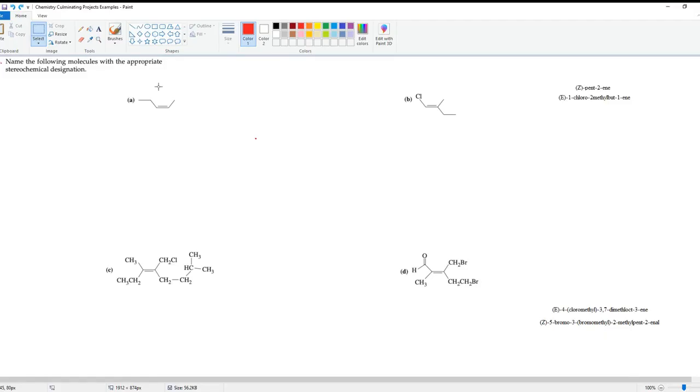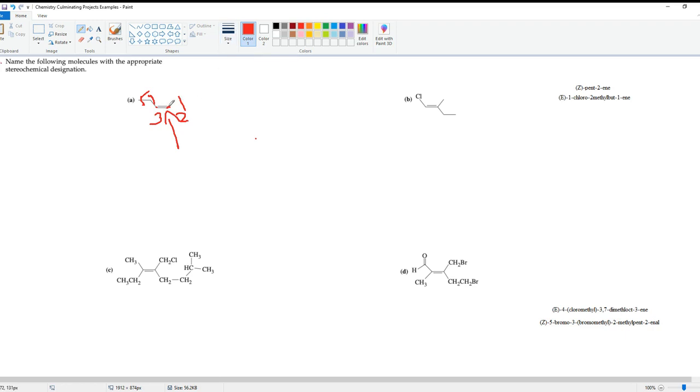So here's our first example. The first thing we're going to do is label all the carbons. So we've got carbon 1, 2, 3, 4, and 5. And over here we see our functional group, which is a double bond. And so we're going to be focusing on this carbon and this carbon for our priority point.